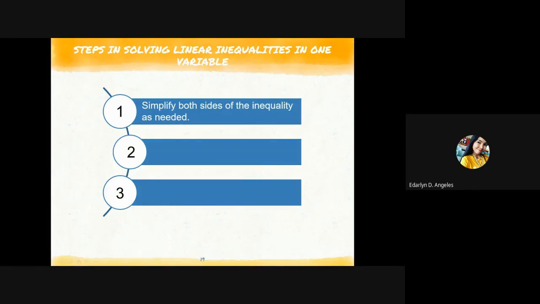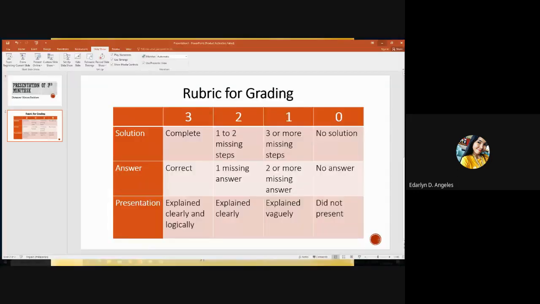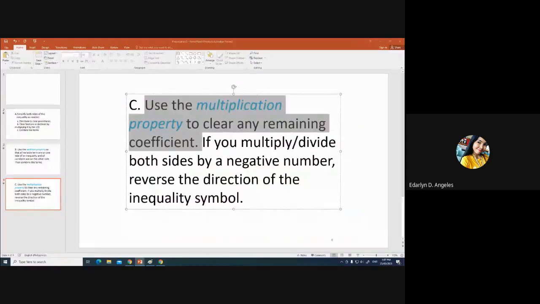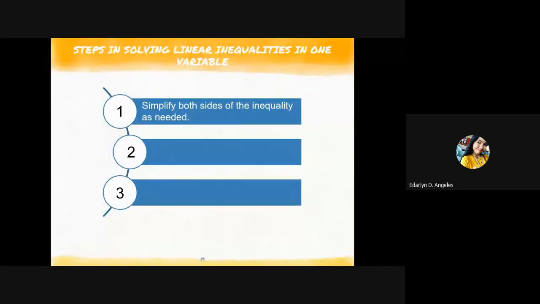The first step is to simplify both sides of the inequality as needed. Meaning to say, we have to distribute to clear the parentheses, or clear the fractions or decimals by multiplying by the LCD, and combine like terms.